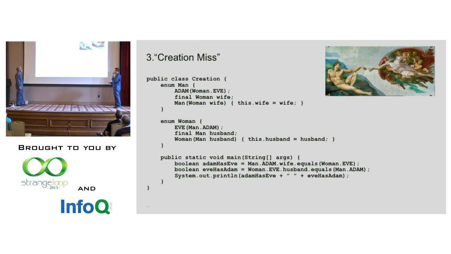Now let's take a look at the main method. We have a boolean, adamHasEve, and it checks that Adam's wife is equal to Eve, so that'll be true. And we have another boolean, eveHasAdam, that will check that Eve's husband is Adam, so that will also be true, I submit. And then we print out these two values concatenated, so I think it will print true, true. I suppose it would have to print that. But let's see if it's one of our choices. It's choice A. Very good.